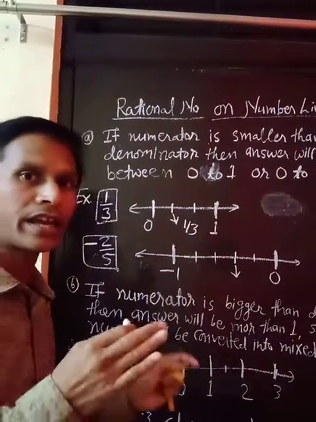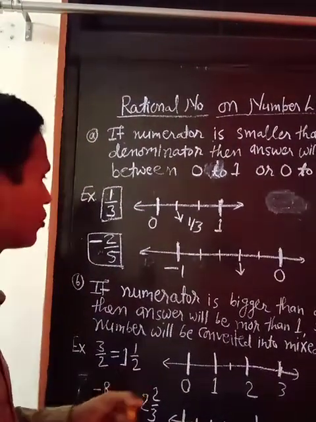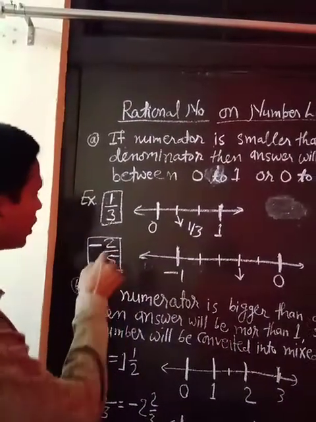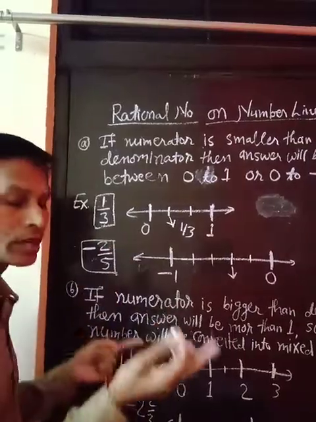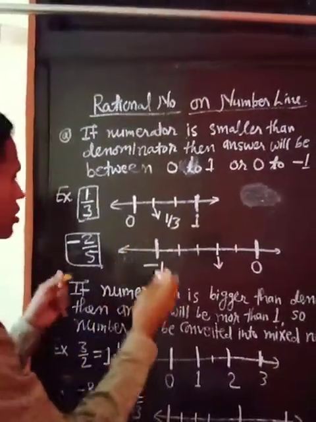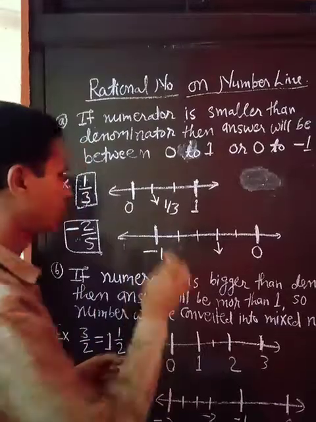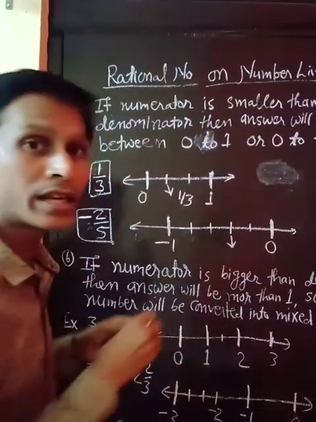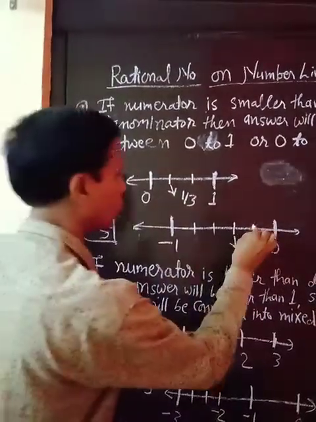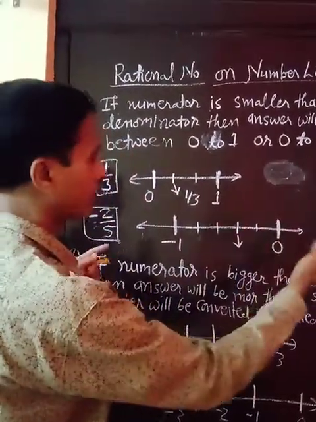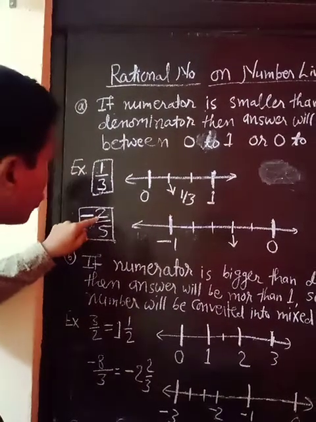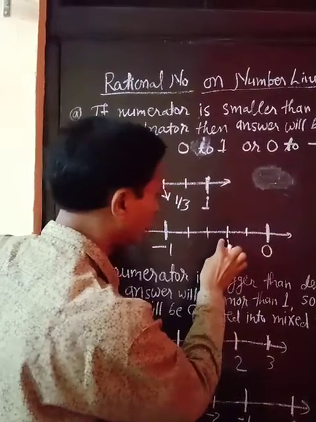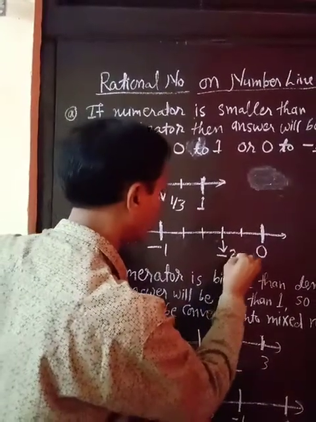You see this -2/5. This is a negative rational number. Negative rational number means our answer will be towards the negative direction. Now we can see here the numerator is smaller, so definitely, as per this rule, our answer will be between 0 to -1. So 5 equal parts we will divide. How many cuts will we make? Only 4 cuts. 1, 2, 3, 4. So this is divided into 5 equal parts. And now 2 is our answer, numerator 2. So here we will start counting 1, 2. So this is our answer, -2/5.